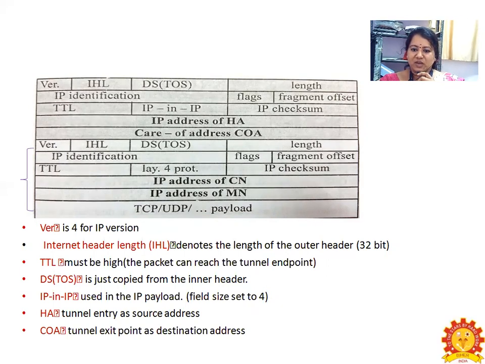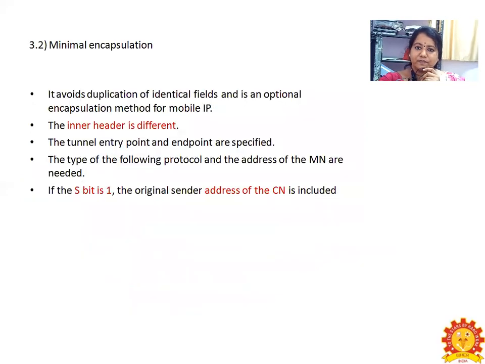The IP address of the HA, which is the tunnel entry, is the source address, and the COA, which is the tunnel exit point, is the destination address. The second type is the minimal encapsulation. It avoids the duplication of identical fields, and it is an optional encapsulation method for mobile IP. The inner header is different in minimal encapsulation. The tunnel entry point and the end point are specified. The type of the following protocol and the address of the MN are needed. If the S bit is equal to 1, then the original sender address of the CN is included.